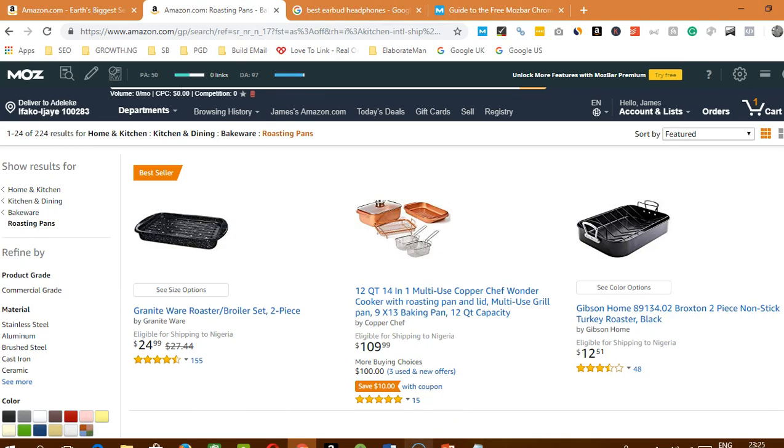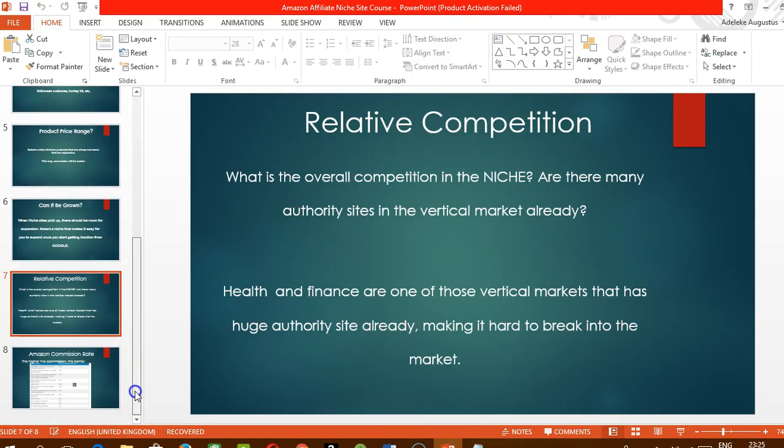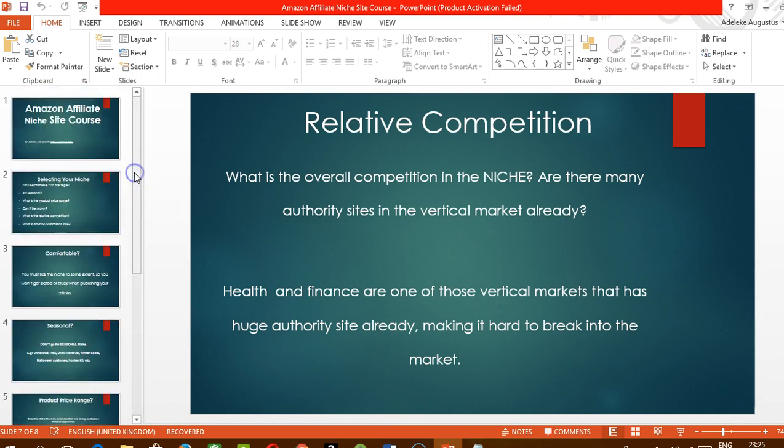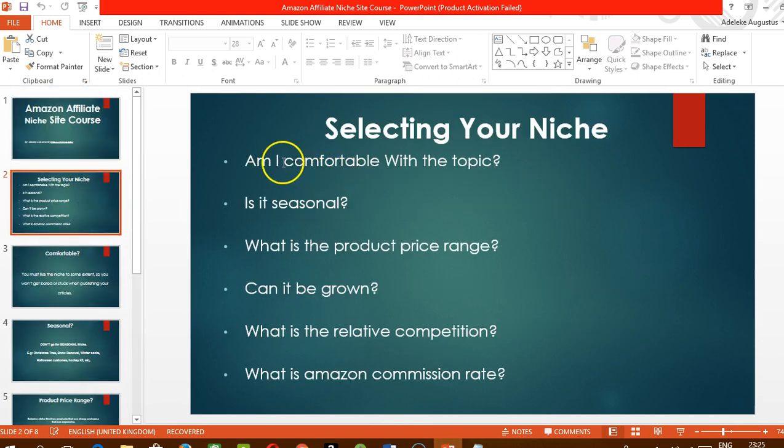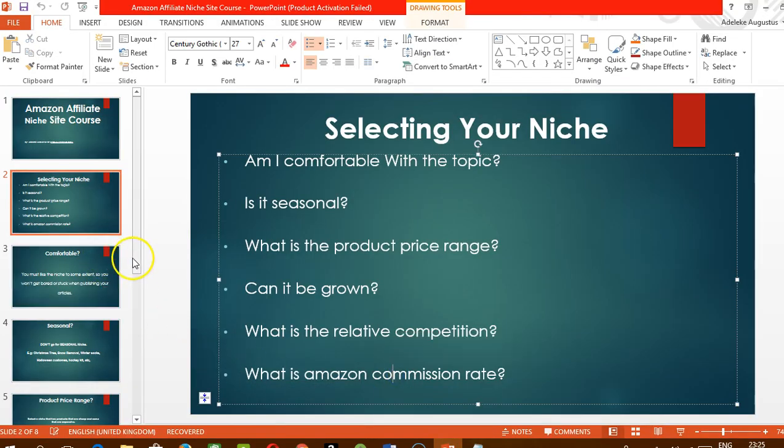That is how you analyze a niche. It must answer all these six questions. There is no partial. If it does not answer even one, you drop it and focus on something else. So it has been passing the first four questions, but it did not pass the relative competition question, so you drop it. Now the last one is, what is the Amazon commission rate?